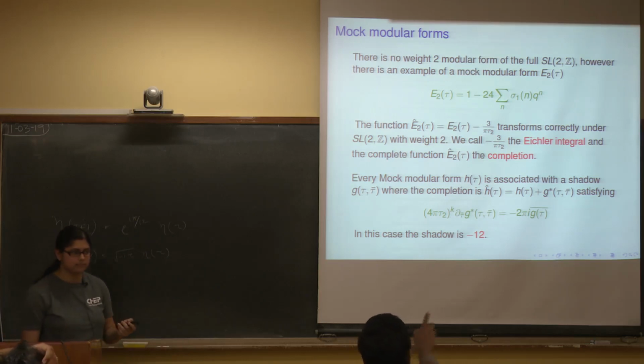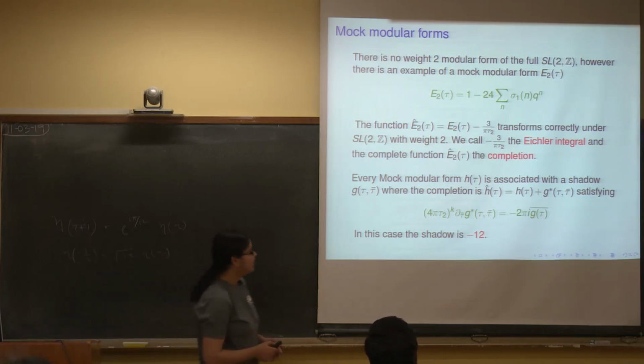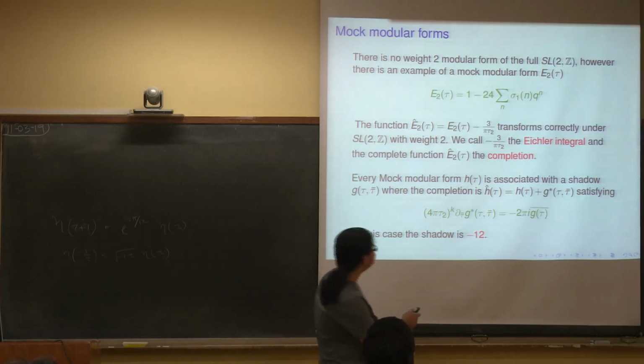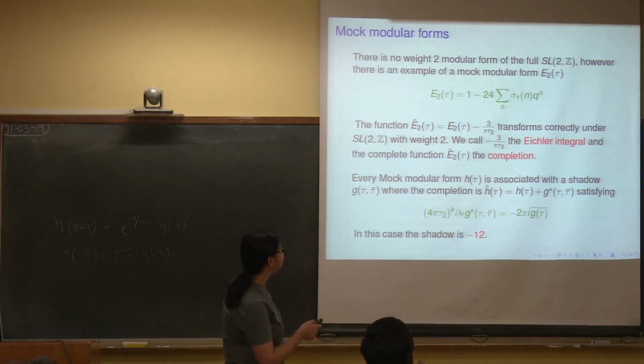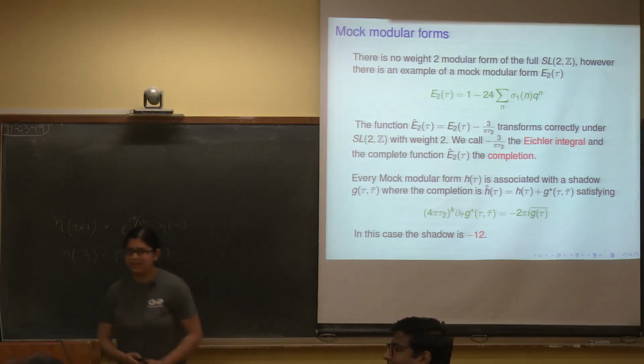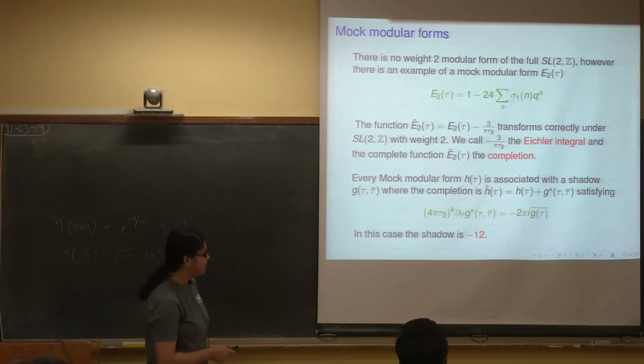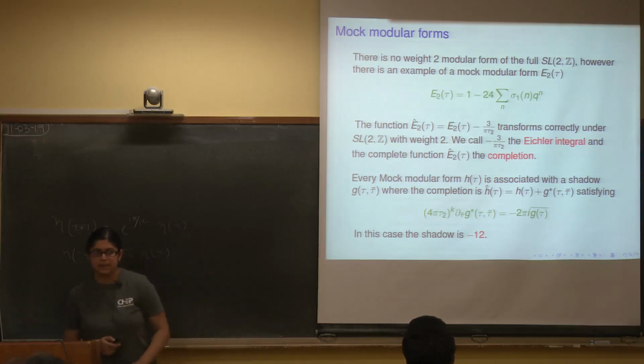So what's the star and what's the bar? G star is basically not the bar. It's actually this cycler integral. It's an object. Star is part of the notation. And what is G of tau? G of tau is the shadow. Here it is minus 12 in the E2 case. Oh, I see.